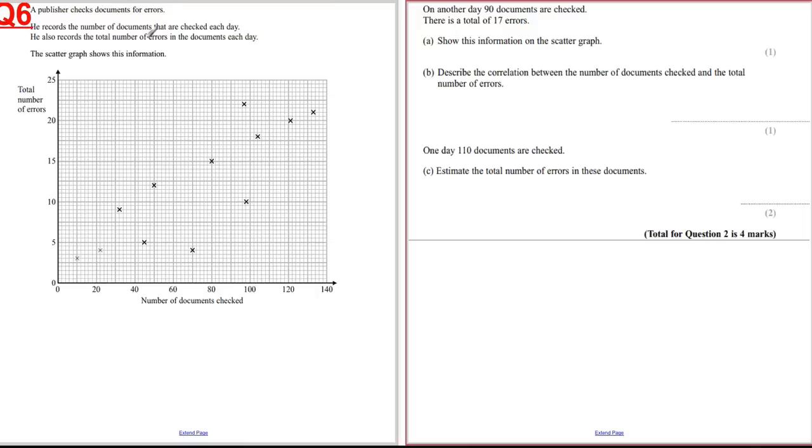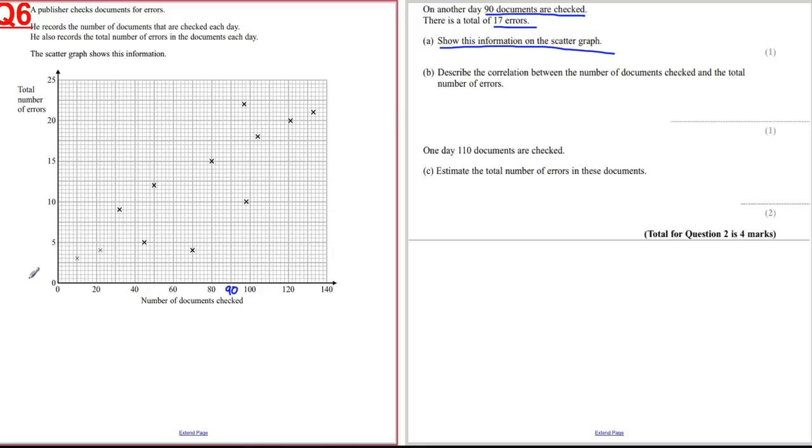A publisher checks the documents for errors. He records the number of documents that are checked each day. He also records the number of errors. So we've got the number of documents checked and the number of errors. On another day, 90 documents are checked and 17 errors. Show this information. So 90 documents, go along documents to 90, which would be here, and you want 17 errors.